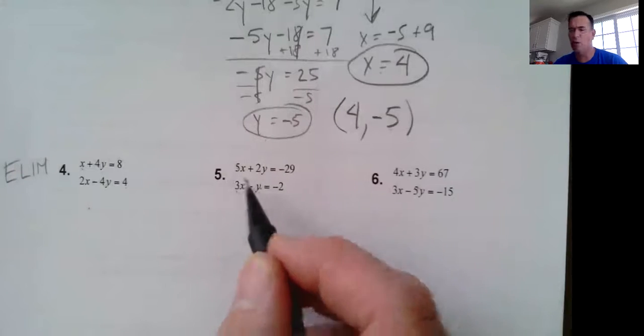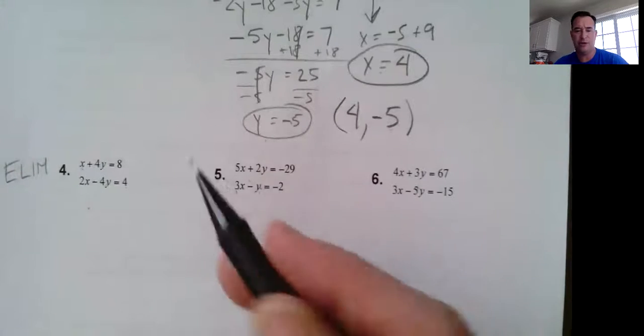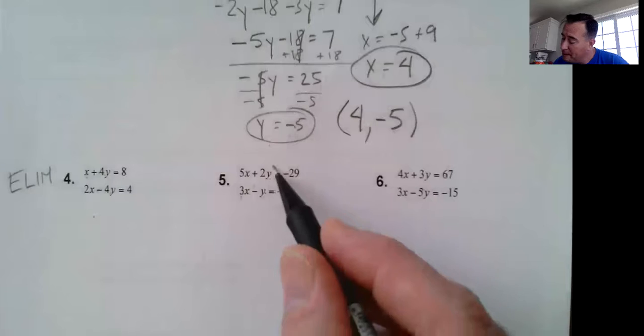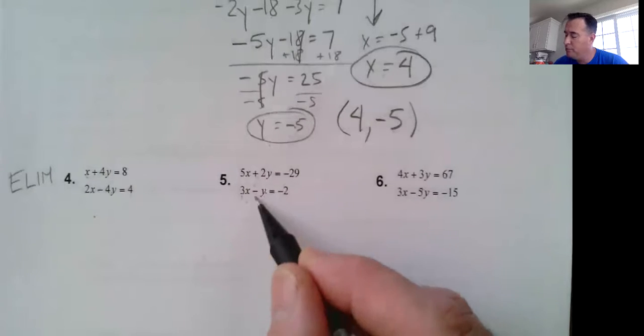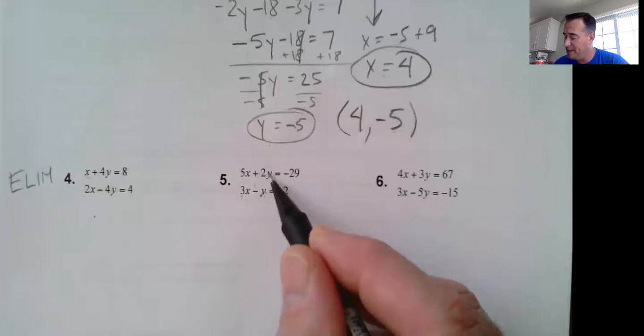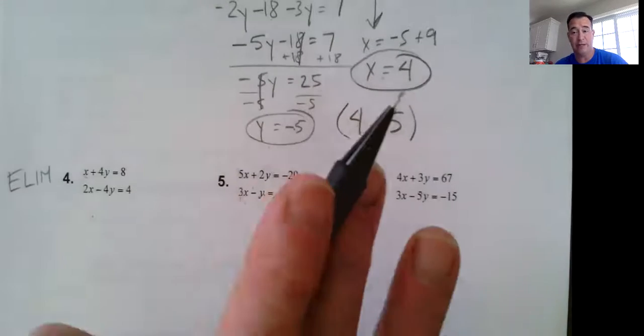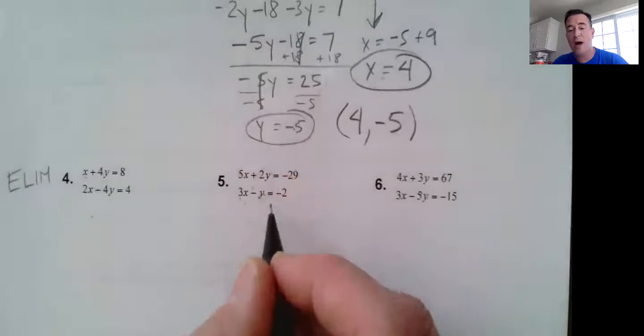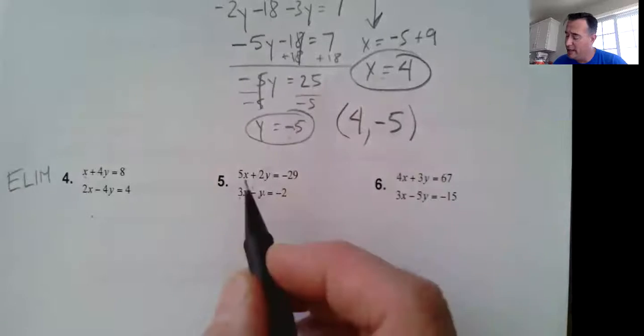And I generally multiply one of them by a negative, the other by a positive, so that they're opposites when we add them. But it's a lot easier to work with this variable because all I've got to do is multiply that one by a 2, and then I'll have a positive 2y and negative 2y, and when I add them together, they'll eliminate.